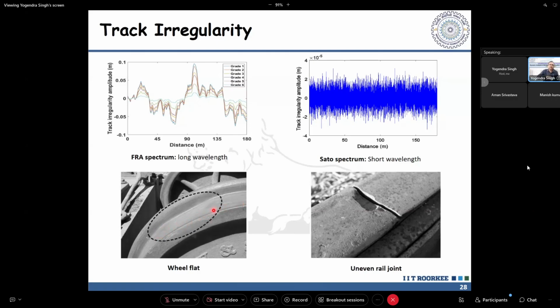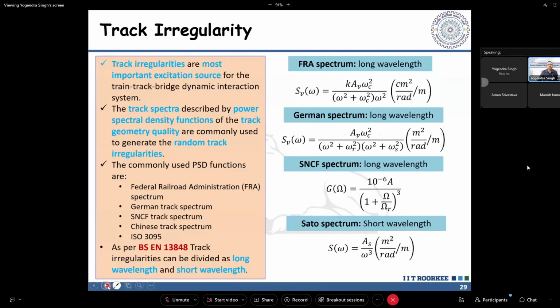And whenever this comes, every cycle of rotation, it will cause some force over the track, and that will be transmitted to the bridge. Then the track irregularity is like this one, where the track is jointed. Here also, every time the wheel comes, it will cause an impact. That impact will give rise to additional dynamic response of the bridge. So these can be taken into account.